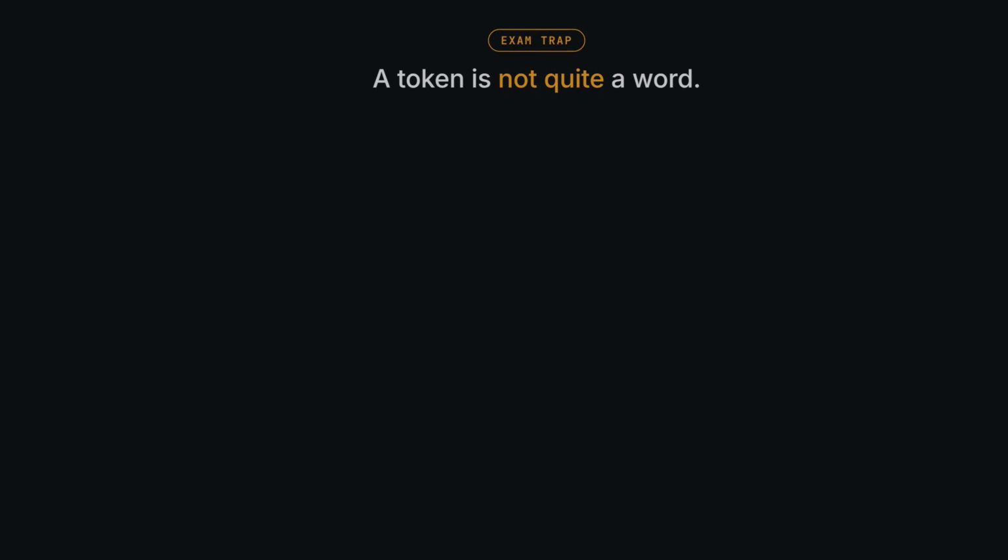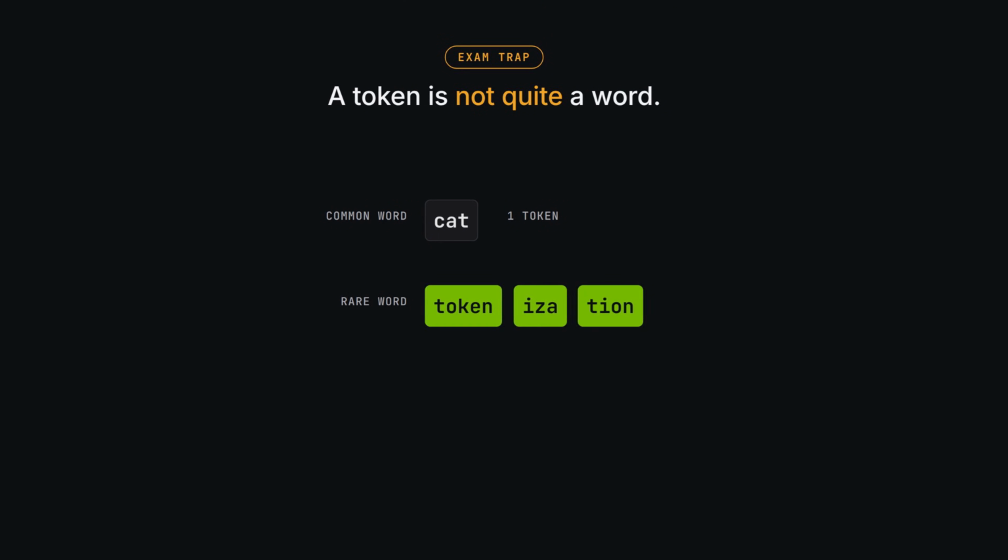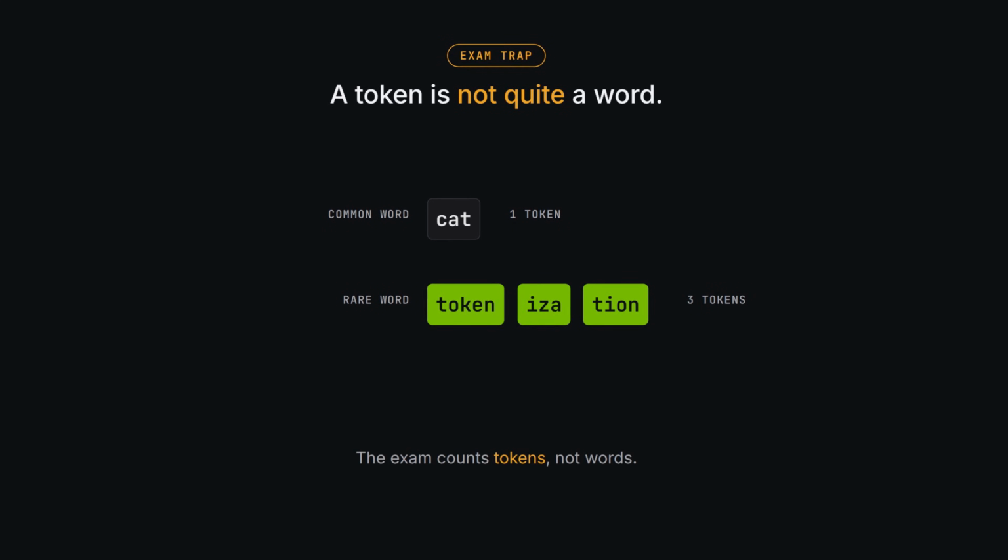A token, by the way, is not quite a word. Tokenizers split text into subword pieces. So a common word like cat is one token, while a rarer word gets broken into several, which is why the exam counts tokens, not words. Each token is then converted into an embedding, a dense list of numbers, a vector, that places tokens with similar meaning near each other in space, so king and queen sit close together.